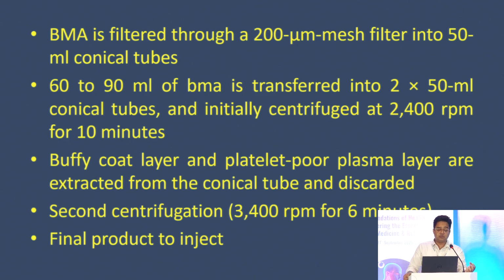BMA is filtered through the 200 micrometer mesh filter into the 50 ml conical tubes, and 60 to 90 ml of BMA is transferred into two 50 ml conical tubes and initially centrifuged at 2400 rpm for 10 minutes. The buffy coat layer and platelet poor plasma layer are extracted from the conical tube and discarded, and a second centrifugation at 3400 rpm for 6 minutes follows, and the final product is ready to inject.